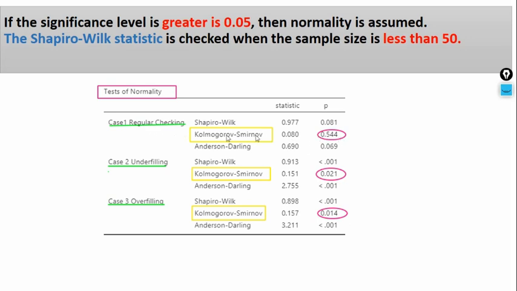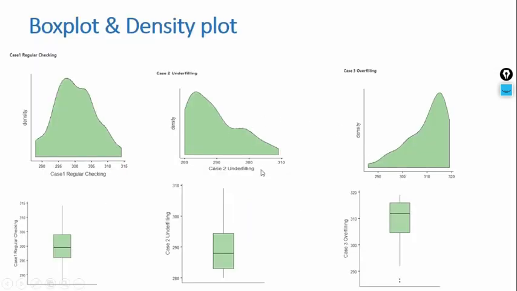In case 1, the p-value is 0.54, which is greater than 0.05. But in case 2, it is less than 0.05. In case 3, it is also less than 0.05, which means we can check from our data, we can check from the box plot. It is showing our first case. In our first case, the data is normally distributed, but in the two other cases, our data set is not normally distributed.